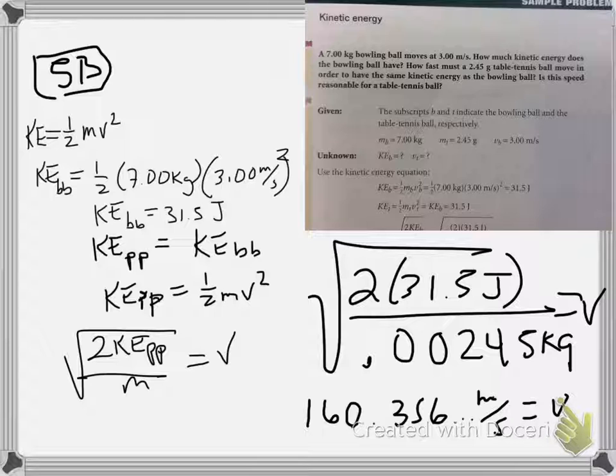The second question they ask, is that a reasonable speed for a ping pong ball? Heck no. Remember that highway speed is about 30 meters a second? So we're talking here about 4 times 60 miles per hour, to put it in terms that Americans can understand. Yeah, this is the speed of an airplane, basically. You're not going to accelerate a ping pong ball to 160 meters per second.